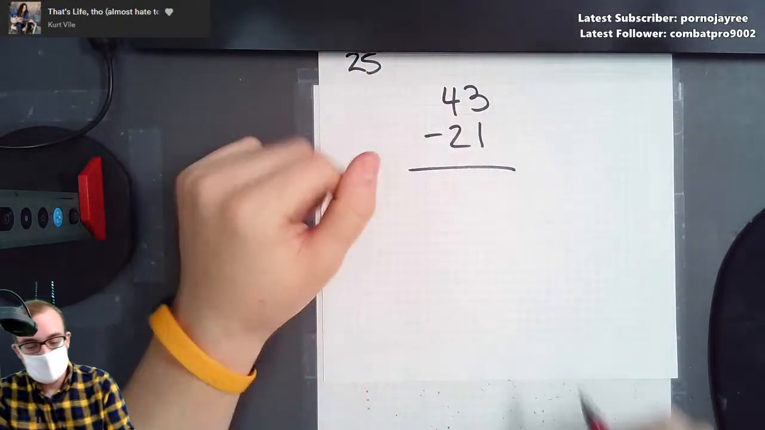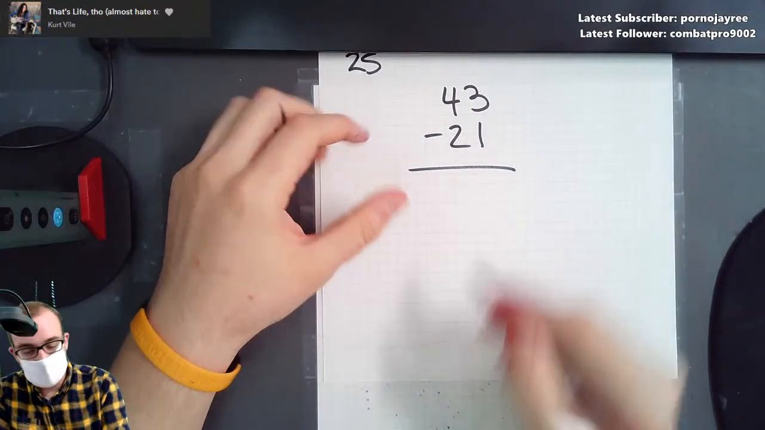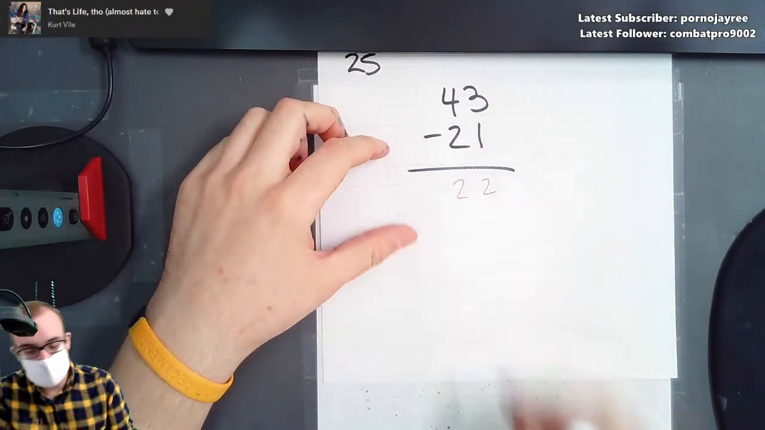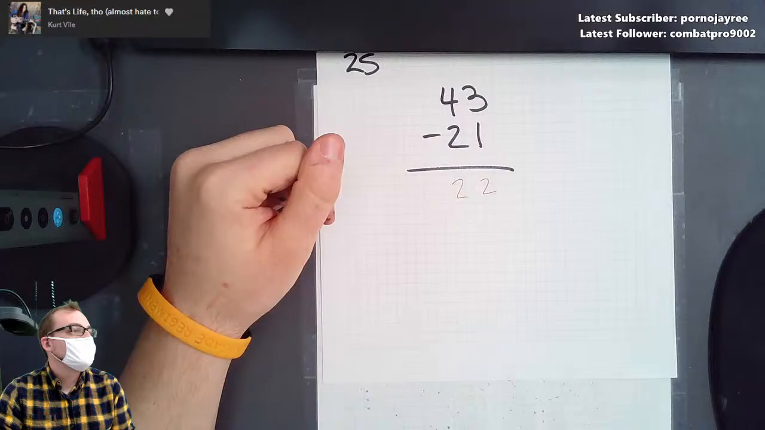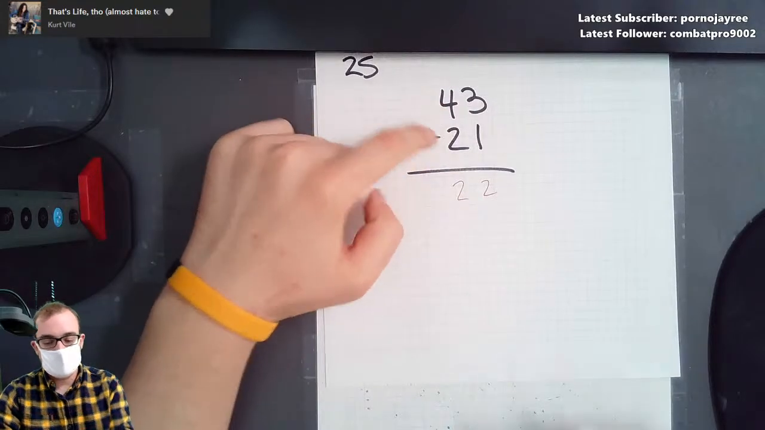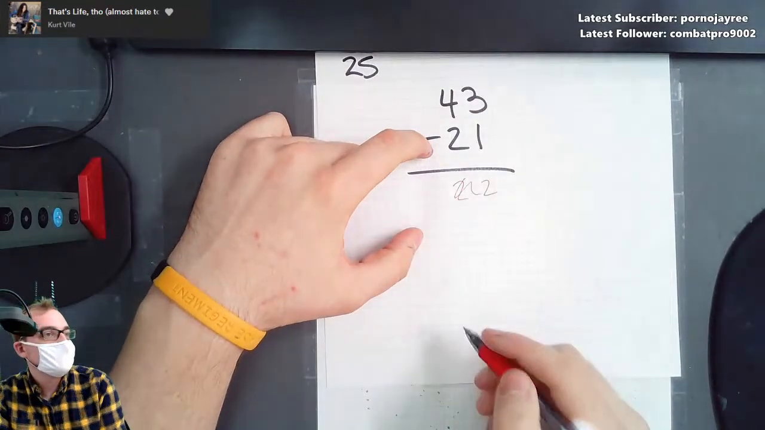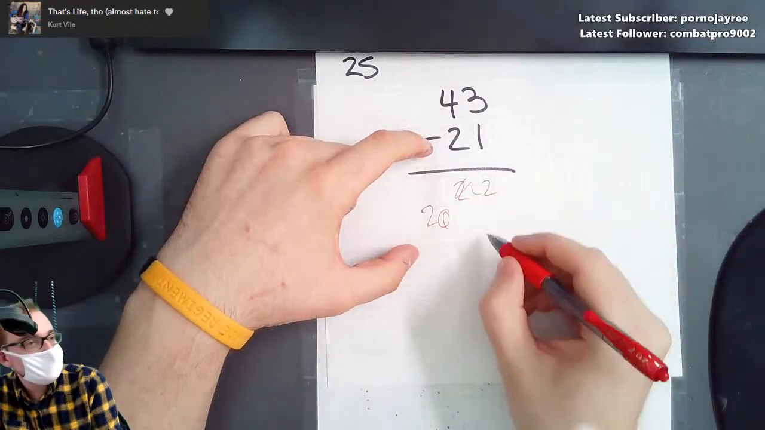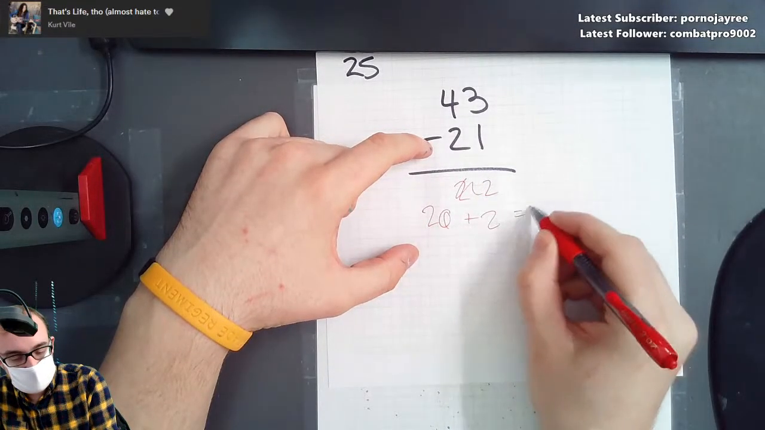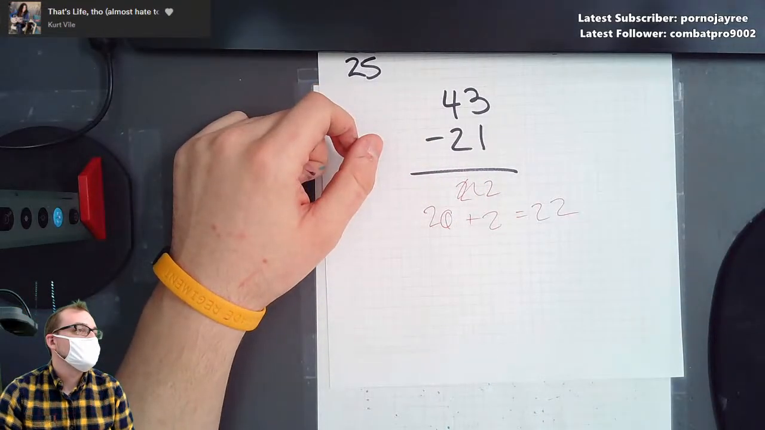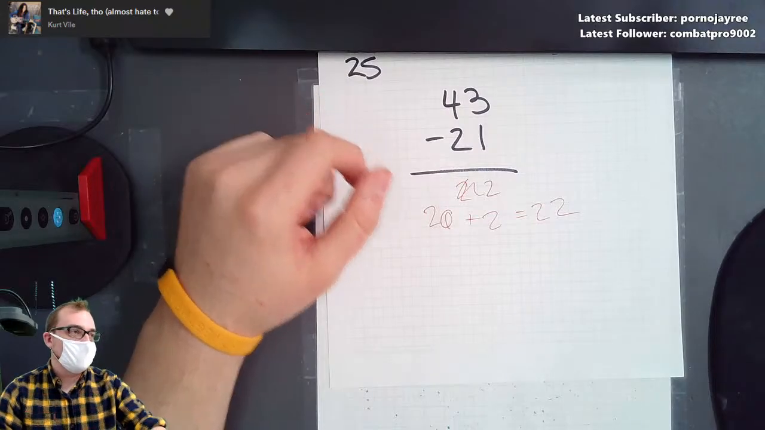All right, 43 minus 21. 22, right? You can just do it. You get a 2 there, and you get a 2 there. Well, why do you have to start from the right and not the left? Isn't this 40 minus 20? What's 40 minus 20? What's 3 minus 1? You're like, okay, but like, why?